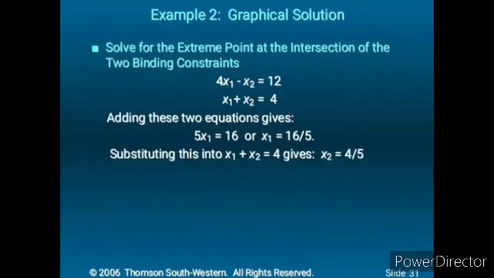solve for the extreme point at the intersection of the two binding constraints. Okay? So, for x sub 1 minus x sub 2 is equals to 12, x sub 1 plus x sub 2 is equals to 4. Adding these two equations gives 5x sub 1 is equals to 16 or x sub 1 is equals to 16 over 5. Substituting this into x sub 1 plus x sub 2 is equals to 4 gives x sub 2 is equals to 4 over 5. Okay?